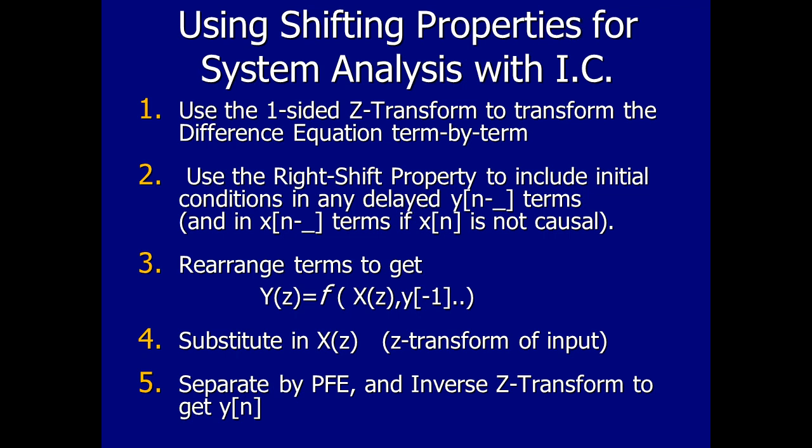Okay, what does it say now? Use the right side shift property to include initial conditions in any delayed terms. We did that. Don't need it over there. Rearrange to get Y of z as some function of stuff. Y of z times 1 minus 1/2 z to the minus 1 plus y of minus 1 equals X of z. Again, this is little y, this is a time sample. This is big Y, this is a z transform.